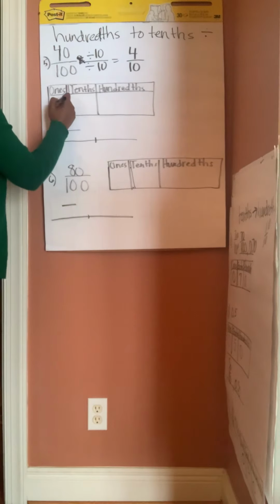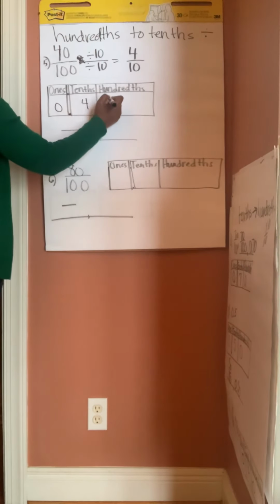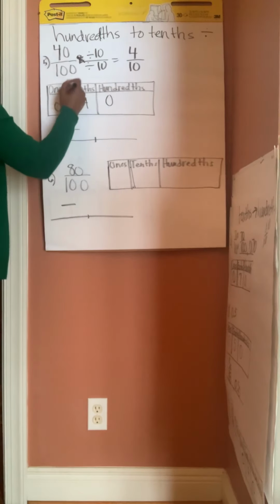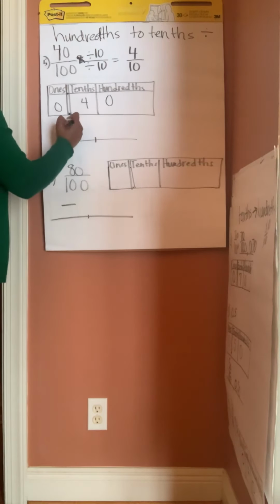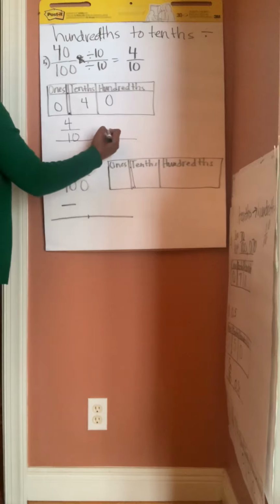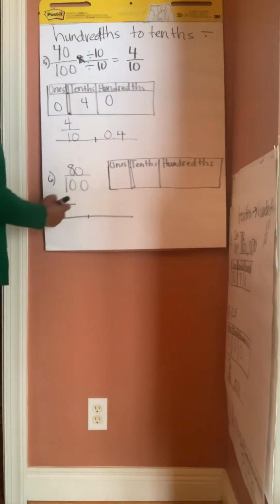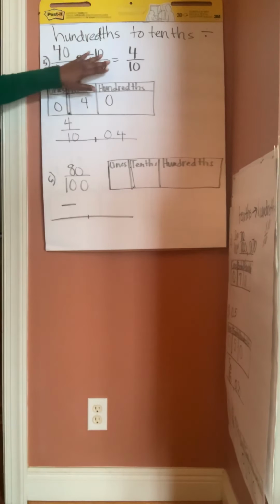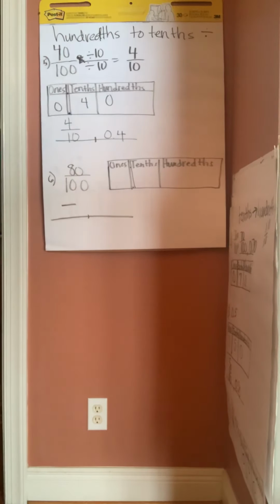When I write it in my place value chart, I can see 4 tenths. So I have 4 tenths and 4 tenths. I don't have to show that 0. So 40 hundredths as tenths, because your directions say write the number as tenths in fraction form and decimal. So we're going from hundredths to tenths.